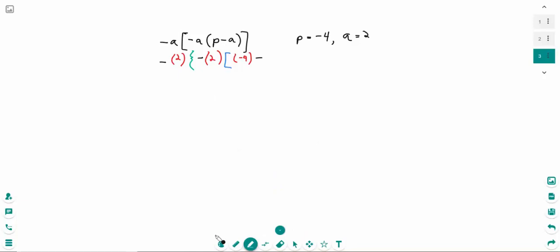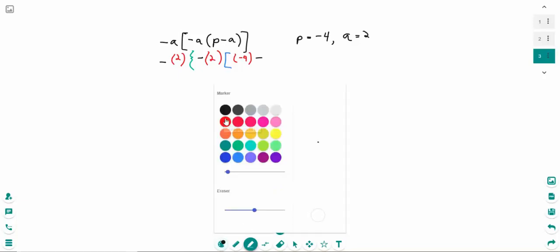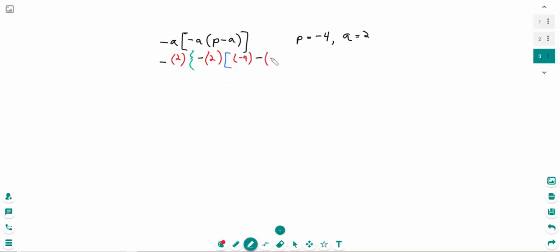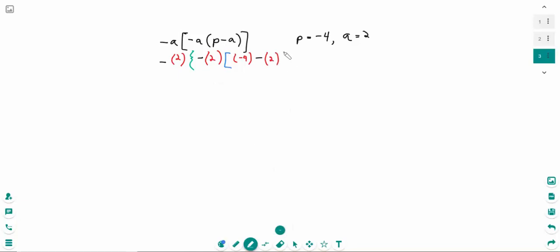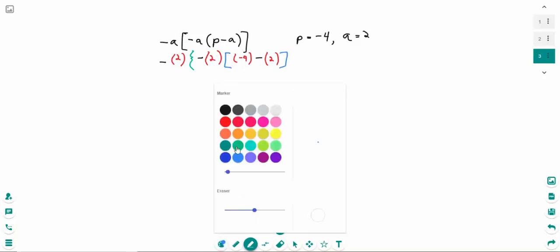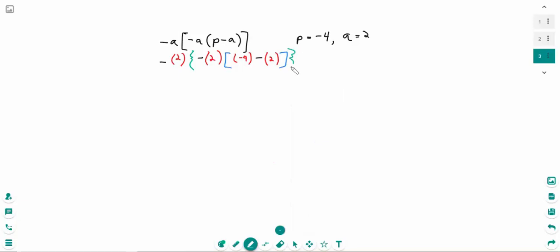And we have an a, which is a 2. We put it in parentheses. We have an ending parenthesis. Well, that would be the ending bracket now, because we're upgrading it. And then we have a bracket, which is now going to be a brace. All right, so there, we have everything plugged in now. It's just a matter of simplifying. All right, so we have a negative times a 2, which is a negative 2.